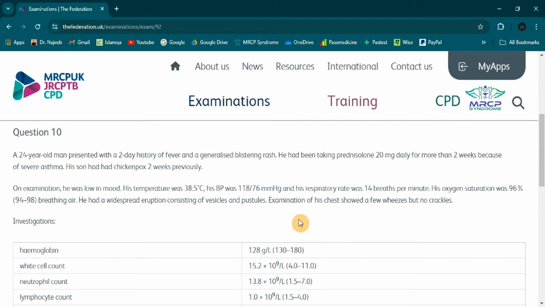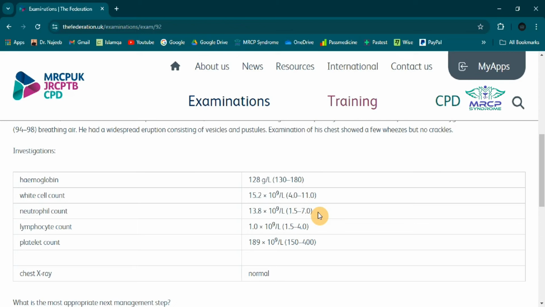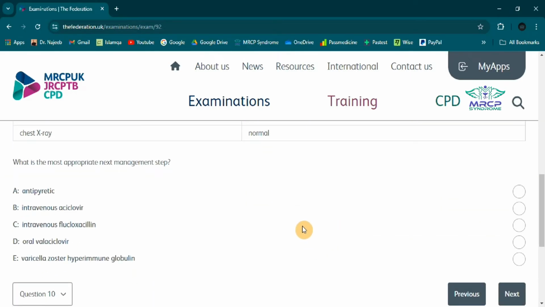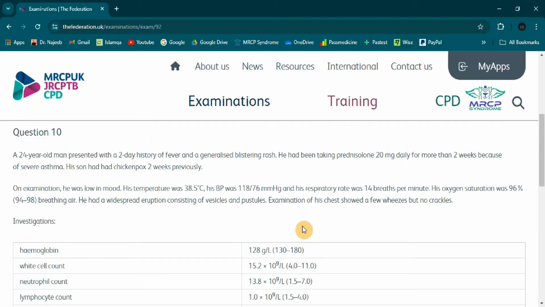BP was 118/76 millimeters of mercury, and his respiratory rate was 14 breaths per minute. Oxygen saturation was 96%, breathing air. He had a widespread eruption consisting of vesicles and pustules. Examination of his chest showed a few wheezes but no crackles. On investigations, hemoglobin 128, WBC 15.2, neutrophil count 13.8, lymphocyte count 1, platelet count 189. Chest X-ray was normal. What is the most appropriate next management step?